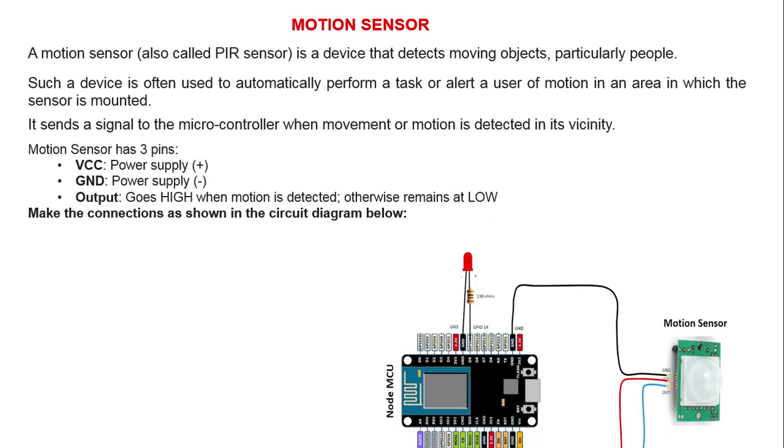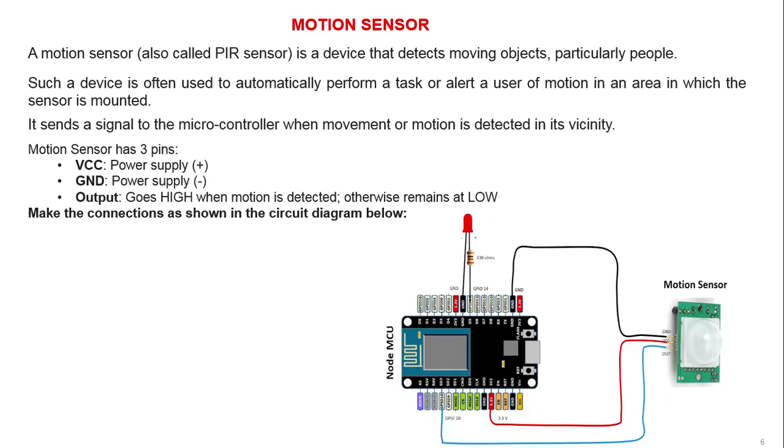The motion sensor has 3 pins: OUT, VCC, and ground. OUT can be connected to any GPIO pin. Here in our circuit it is connected to GPIO 10, the general purpose input output pin number 10. The OUT pin goes high when motion is detected, otherwise it remains low. About VCC and ground, VCC is connected to 3.3 volts and ground is connected to ground.